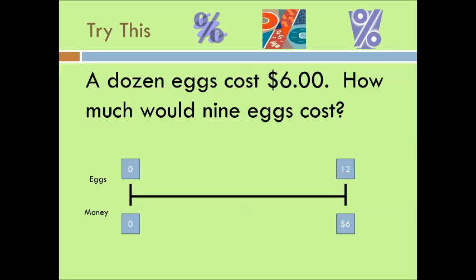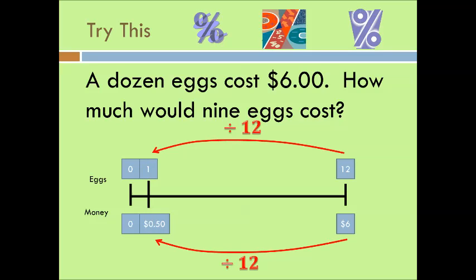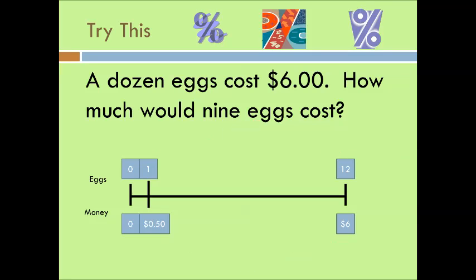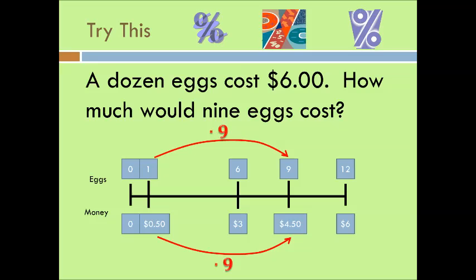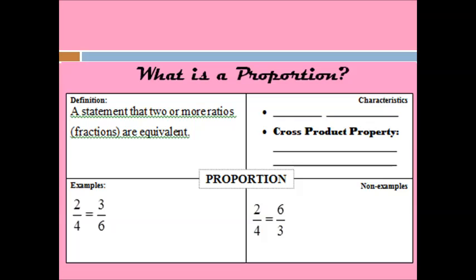For example, to find out how much 1 egg costs, you can divide both categories by 12. 1 egg costs 50 cents. Once you know how much 1 egg costs, which is called the unit rate, you can multiply that set by whatever you need to know. If you wanted to know how much 6 eggs cost, you multiply both numbers by 6. 6 eggs cost $3. If you want to know how much 9 eggs cost, you multiply the unit rate by 9. 9 eggs cost $4.50.